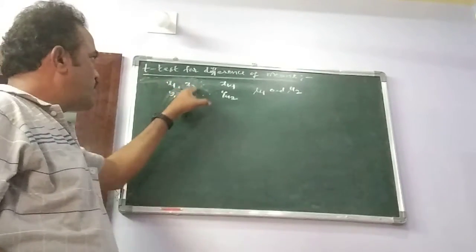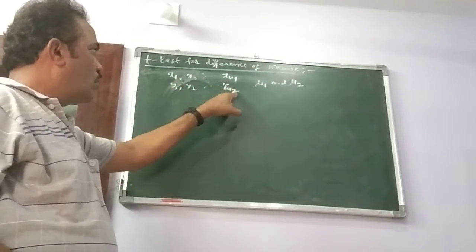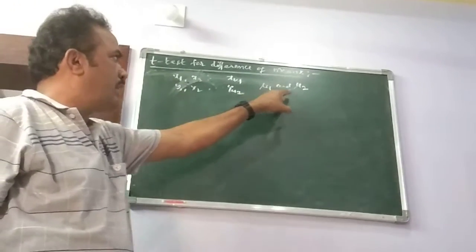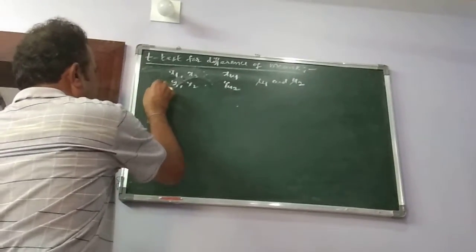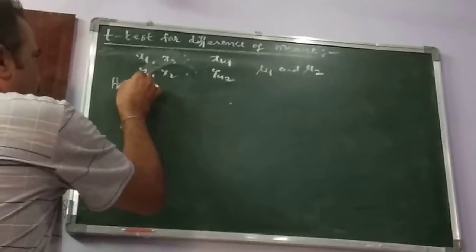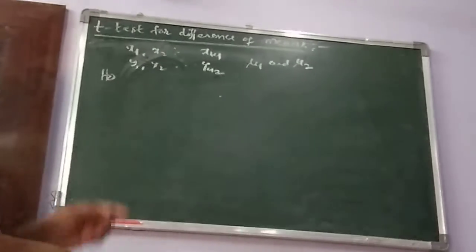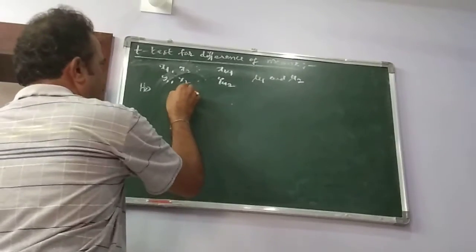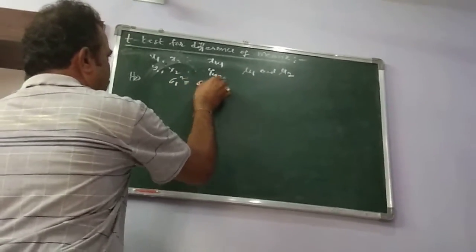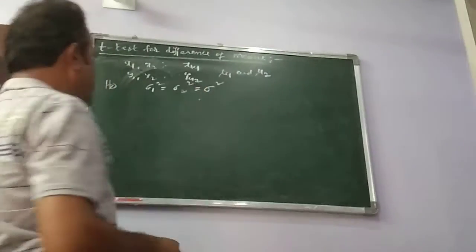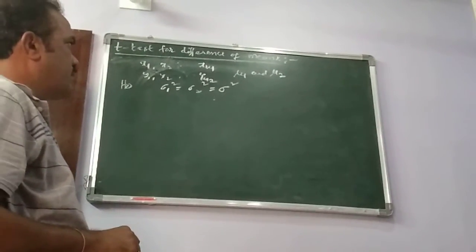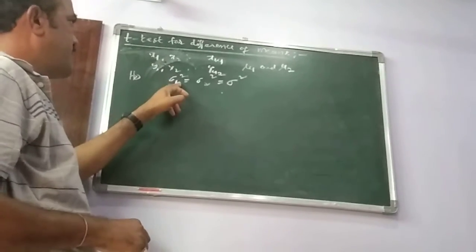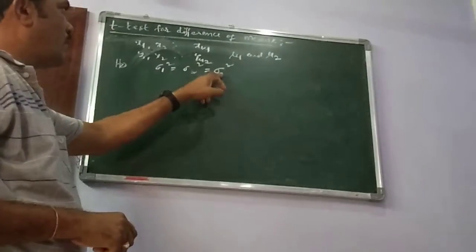Let x1, x2, up to xn1 and y1, y2, up to yn2 be two independent random samples of sizes n1 and n2 with respect to means mu1 and mu2. Under the null hypothesis H0, the samples are drawn from normal populations with common variance sigma1 square equal to sigma2 square equal to sigma square. This is the assumption.